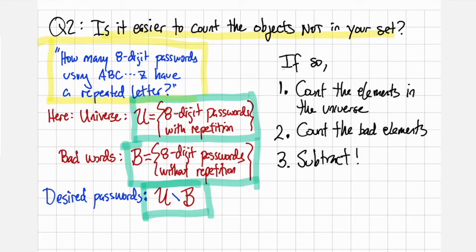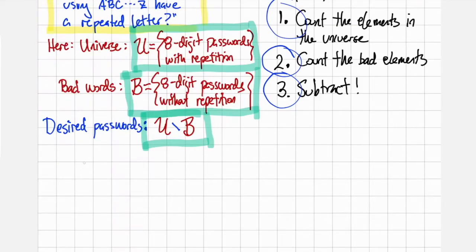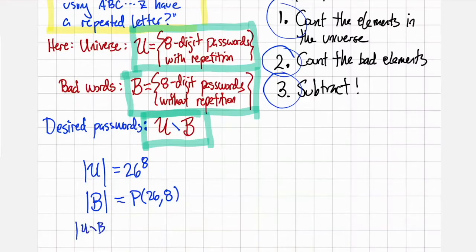When you're faced with a situation like this, you count the elements in the universe, you count the bad elements, and you subtract out how many bad elements there are. So in this question, the size of the universe is the set of passwords with repetition, which is 26 to the 8th. The size of the set of bad words is the set of passwords without repetition, which is P of 26, 8. And so the number of words that we want is equal to 26 to the 8th minus P of 26, 8.